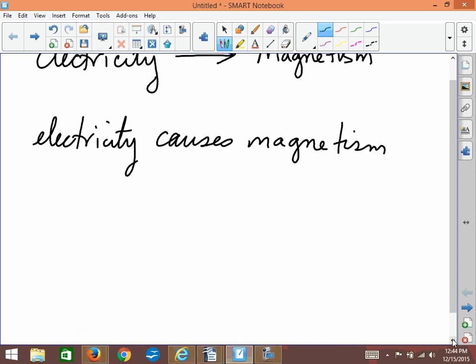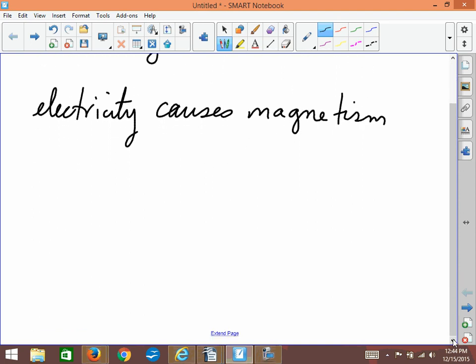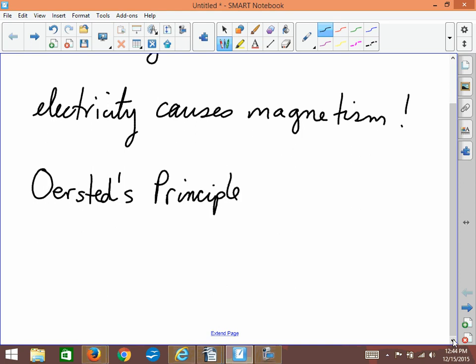Now, that's a simple statement. We're going to make it a little bit more complicated than that. All right? So what we're going to do is follow the work of a fellow by the name of Oersted. Oersted is responsible for coming up with Oersted's principle, which, in a sense, says that electricity causes magnetism. But he didn't quite say it so simply. Here's how he said it.